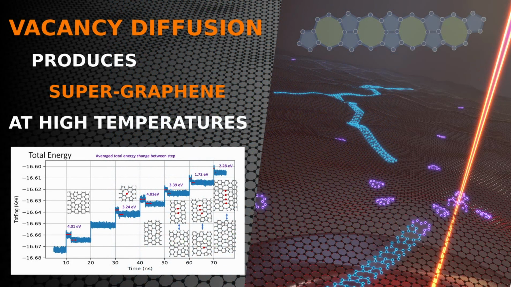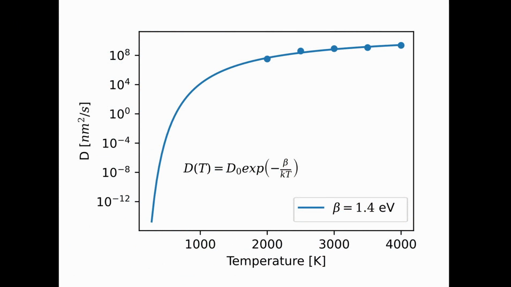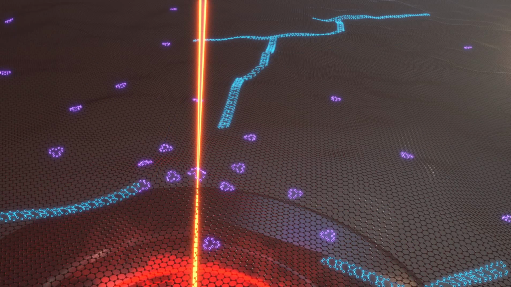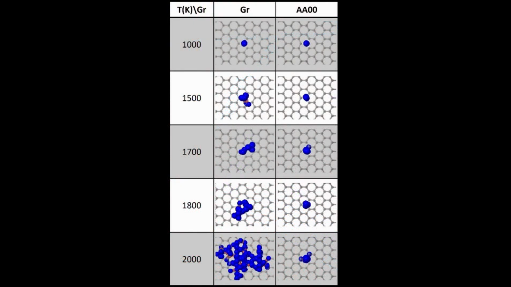In previous experiments, we showed that vacancies in single-layer graphene diffuse very rapidly away from the irradiated location at high temperatures and coalesce to form defect chains elsewhere in the lattice. Here we performed molecular dynamics simulations to illustrate that vacancy motion is suppressed in the bilayer graphene. Here are some of the results at different temperatures.